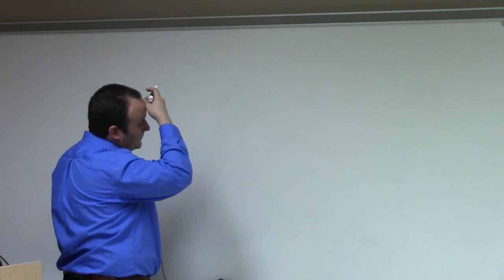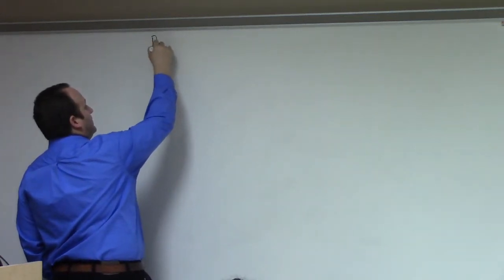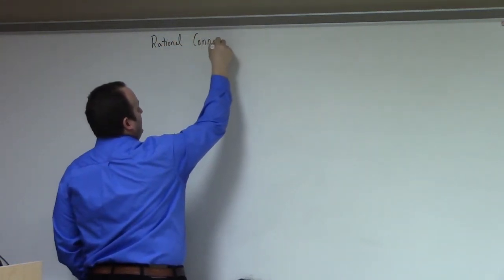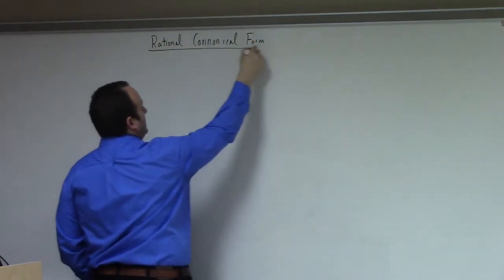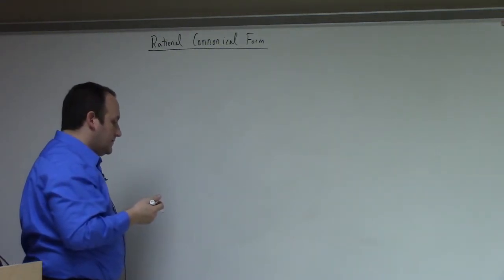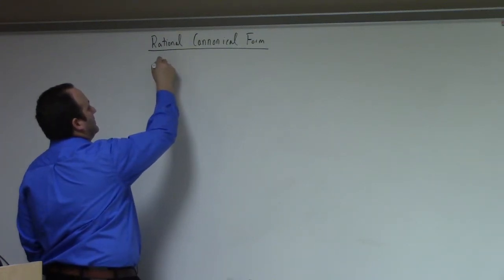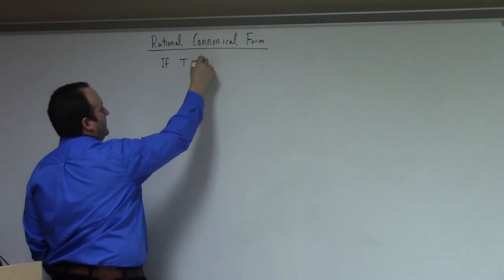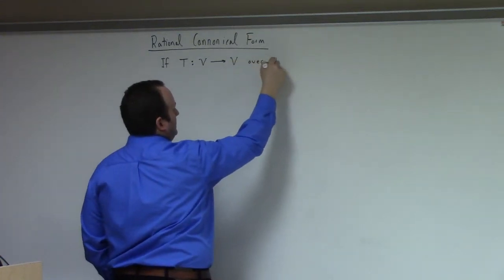So basically, there are two major things we've come to. The one is the rational canonical form, and the other is the Jordan canonical form. And so basically, if we have a linear transformation from a finite dimensional vector space to another finite dimensional vector space over a field, right?